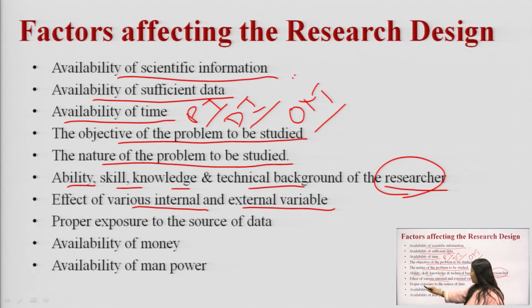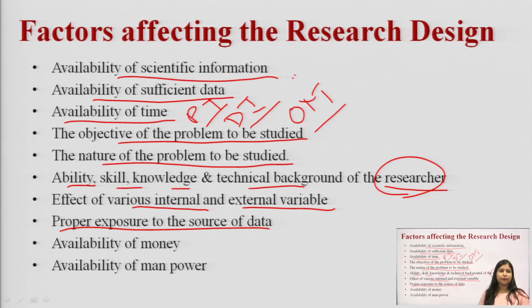Then proper exposure to the source of the data, meaning the availability of the data. If you are collecting data which is very secret, or the organization does not want to disclose it, like the company hides its resources about defense equipment. If you want to conduct research in that particular area, in this situation you may not get an ample amount of information, because that is not good for the companies, the policies and the countries.